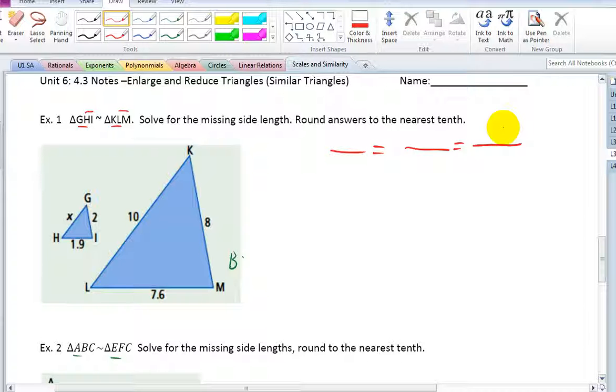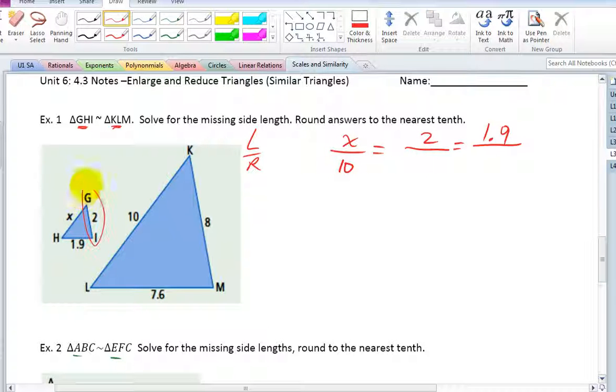So this is from that worksheet, right? Three fractions. Which triangle do you want on the top, left or right? Okay, right goes on the bottom. So for the left triangle, we have x, 2, 1.9. Now we don't know all the sizes. So x is between G and H. Which side corresponds? Looking at the name, GH corresponds with the first two letters, KL. So KL is going to be 10. It goes underneath.